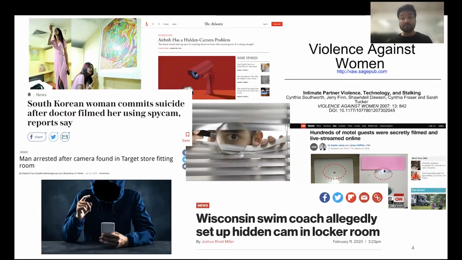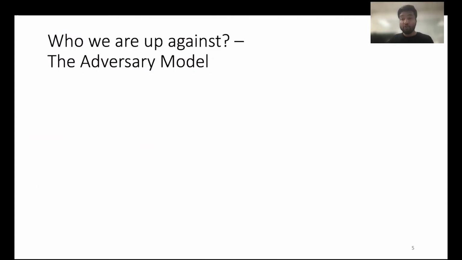This problem becomes particularly important in third-party spaces whose access we do not control, as anecdotal evidence suggests that owners of motels, hotels, clothing stores, and other types of lodgings have spied upon their occupants. Before we begin, let's look at what we are up against, the adversary model.